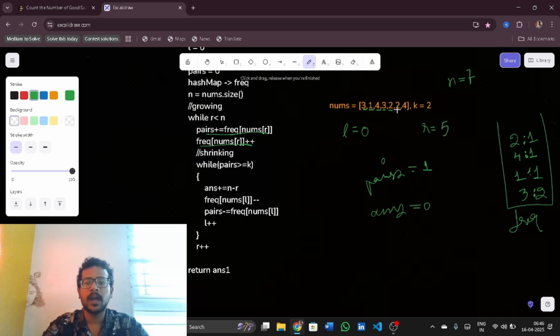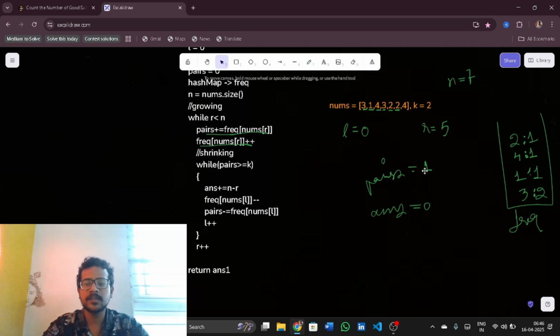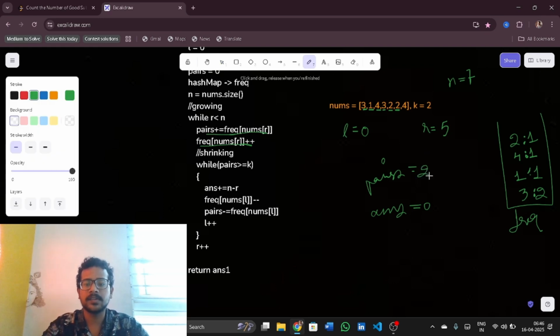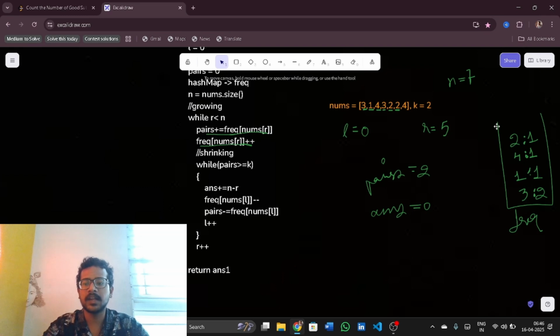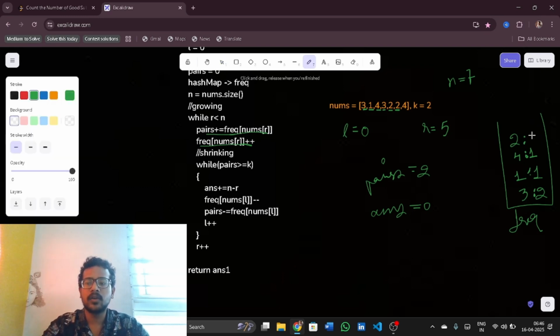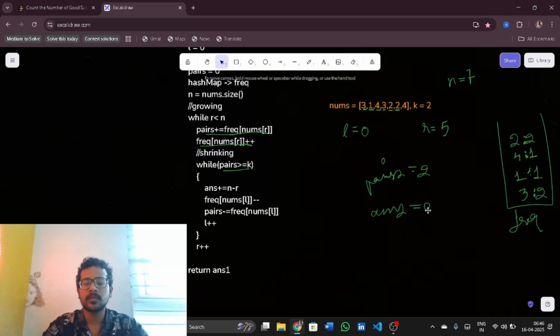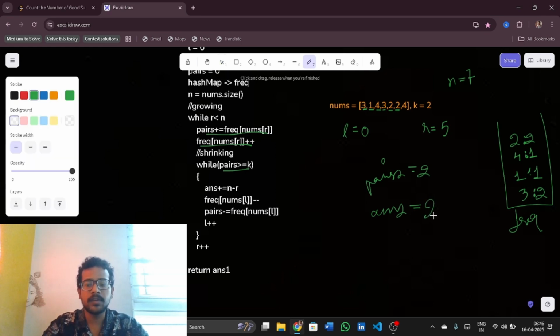Okay. Now I have 2 here. Frequency of nums of r, 2 is having 1. So pairs plus is equal to frequency of nums of r. So total number of pairs I have is 2. Frequency of nums of r is incremented, then I'll get 2 for frequency of 2. Now pairs is greater than or equal to k. Pairs are 2 which is equal to k, so this will be executed. Answer plus is equal to n minus r. 7 minus 5 will give you 2. That's it. Here we are getting 2 as the answer, the total number of subarrays you can get till here.